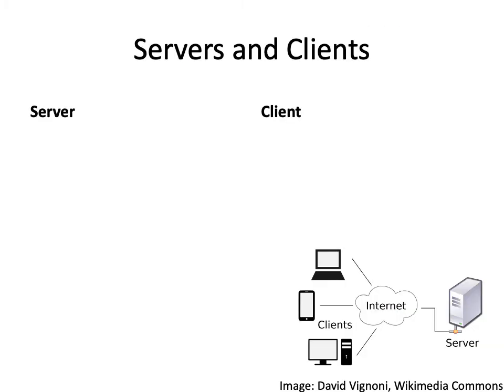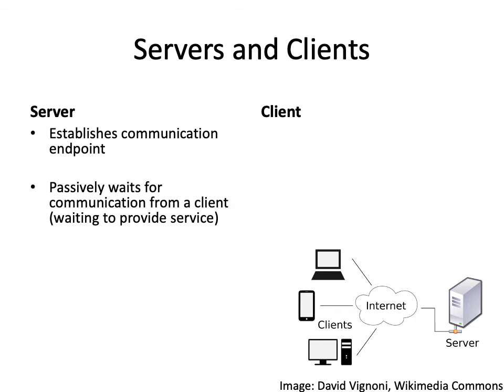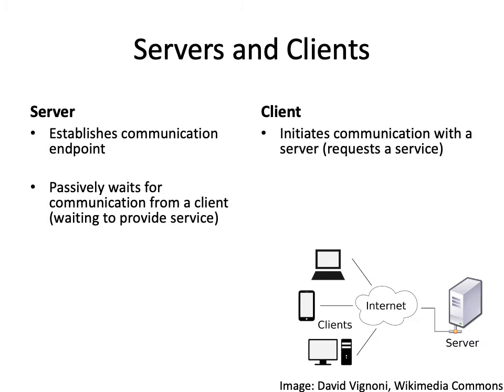So here's a server, here's a client. What do each of them do? The server establishes communication endpoints. So it's saying, here I am, I can do things. And that's its first job. Second thing is, once it says I'm here, I'm doing things, it waits for the connection from the client because it wants to provide the service. The client then will initiate communication with a server, so it will request that service.